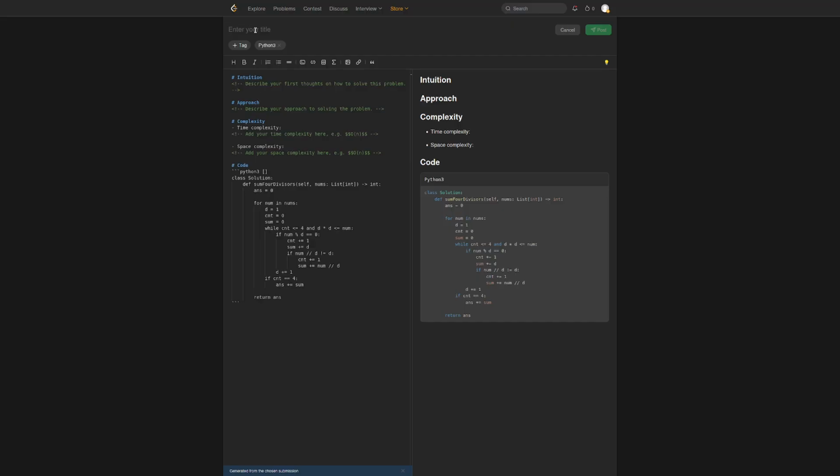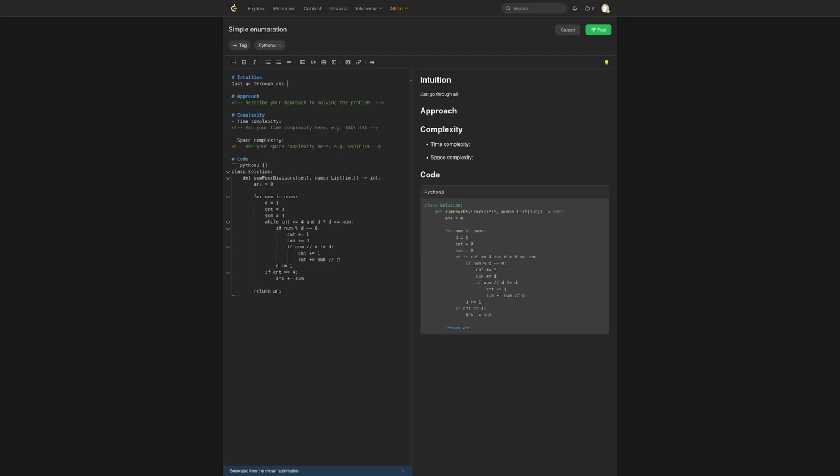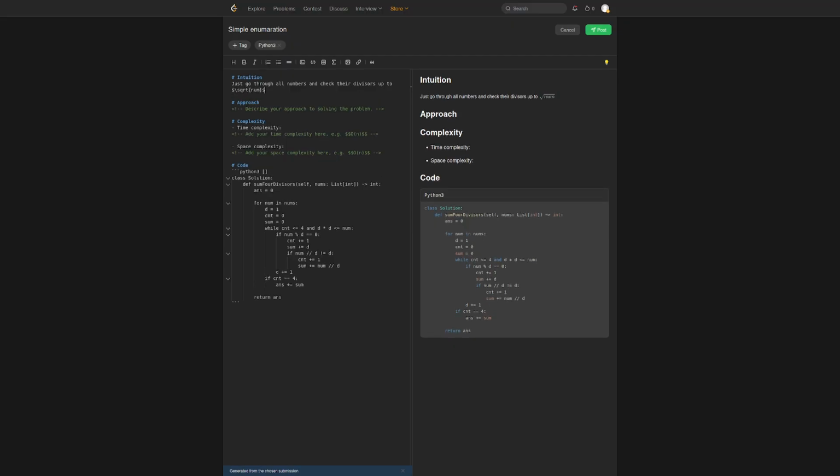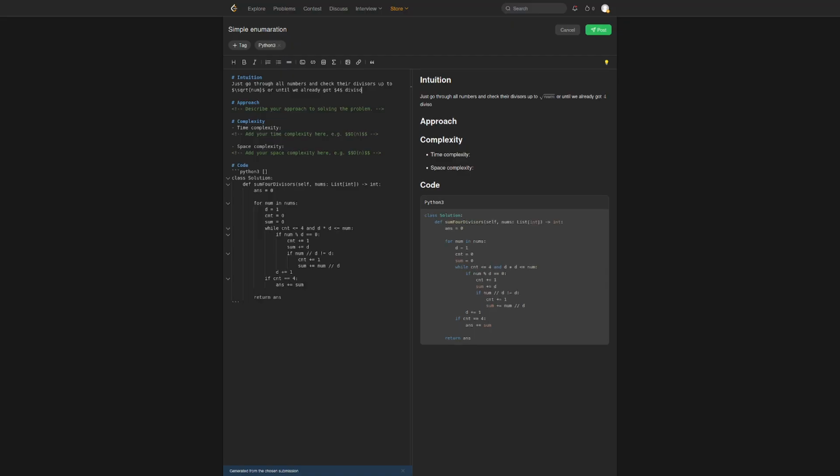Okay. Simple enumeration. Just go through all numbers and check their divisors up to the square root of num, or until we already got 4 divisors.